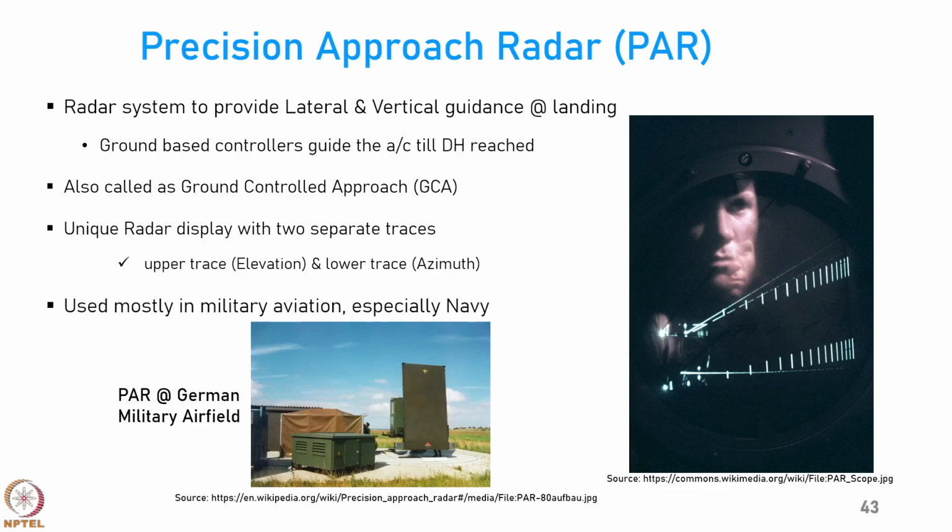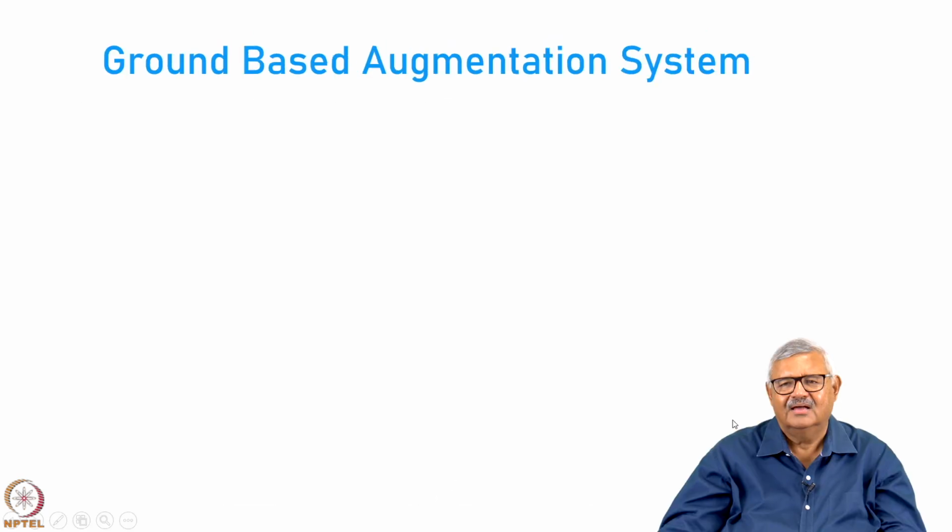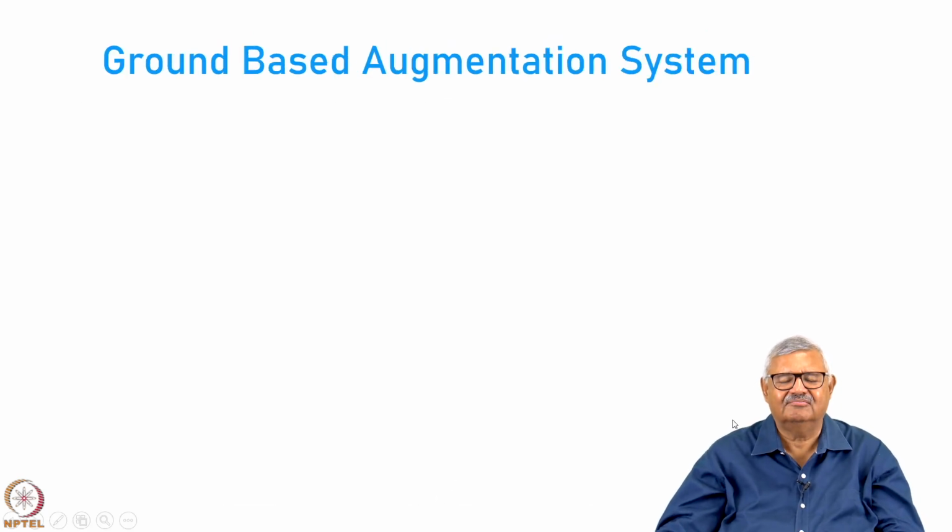It is normally used by military aviation, especially by the Navy. Here is an example of a precision approach radar system installed in a military airfield in Germany. But these systems can also be made mobile. They can be mounted on trucks which can be used to create a PAR at any remote location after spending some time in training. And finally, we look at GBAS, which is the ground based augmentation system.